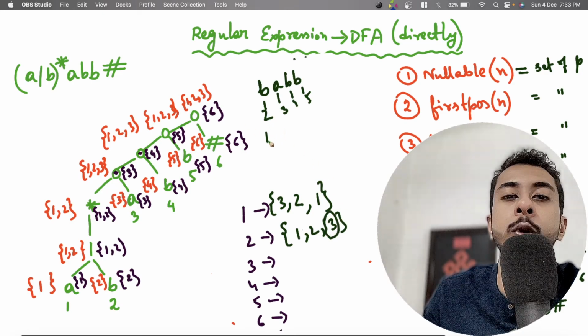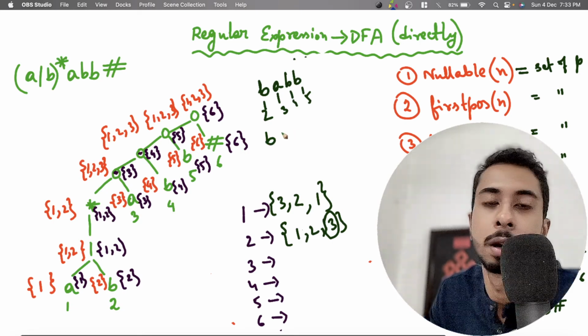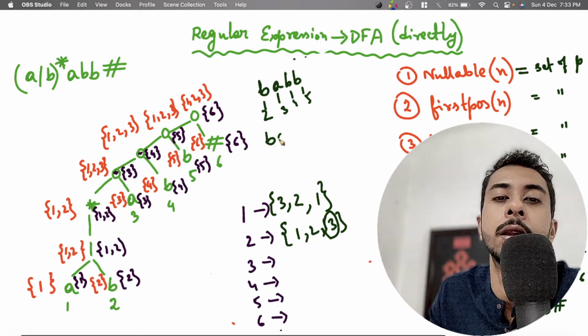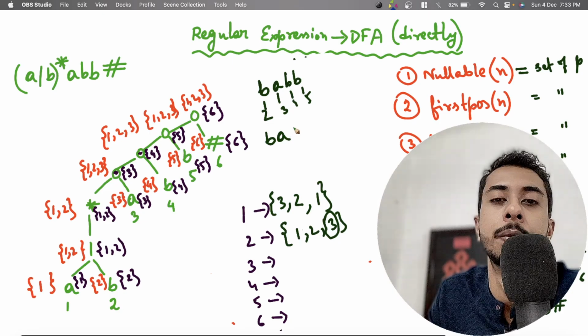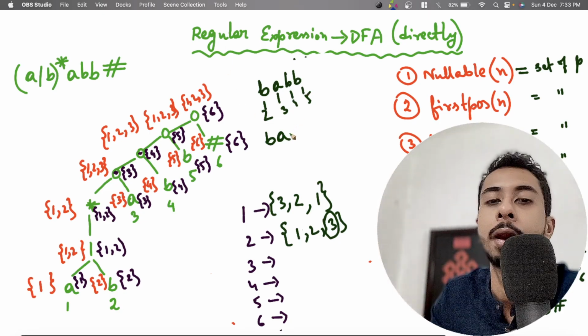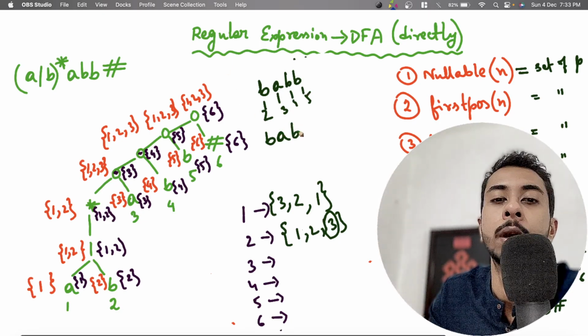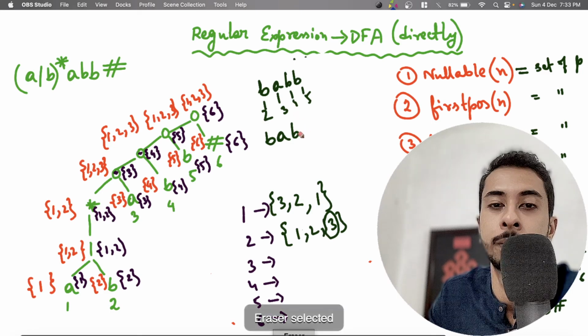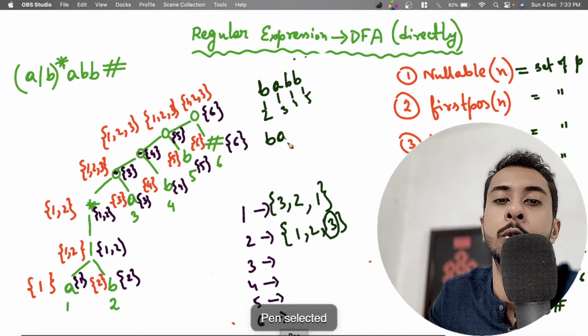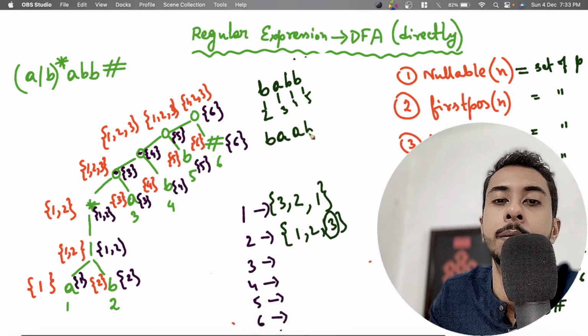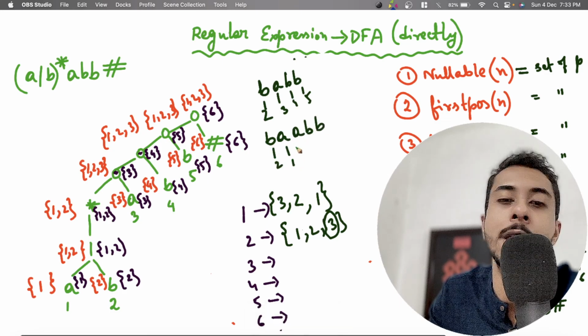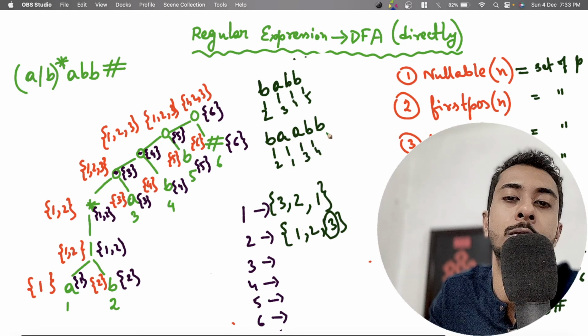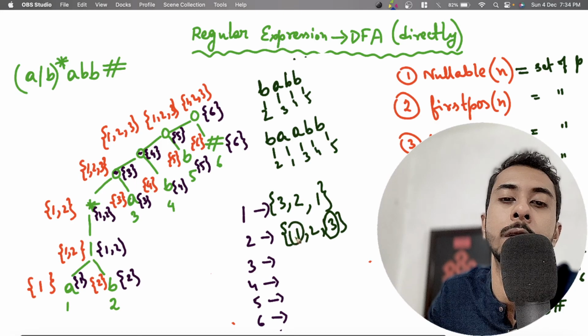The next possible string is I have taken B from the star and A from the star next time. So the star value is 2 now, and I have taken A followed by A, B, B. Now this B is 2, this A is 1, this is 3, this is 4, this is 5. So 2 is being followed by 1. That is why this 1 I have written.